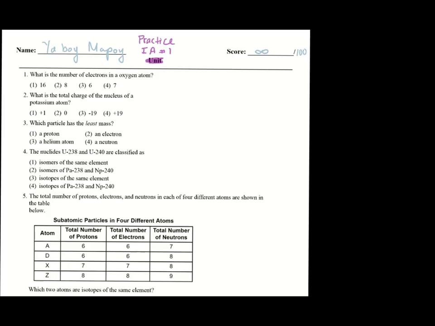Number 1. What is the number of electrons in an oxygen atom? The key word I want you to focus on is that we're looking at an atom, because the difference here is that for an atom, we assume it's neutral.